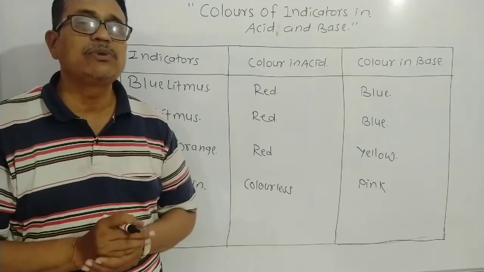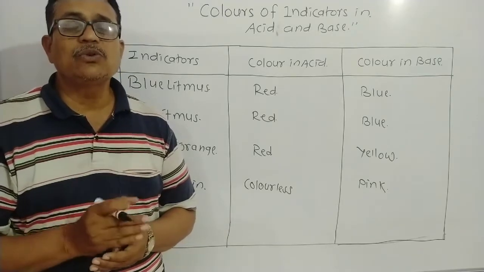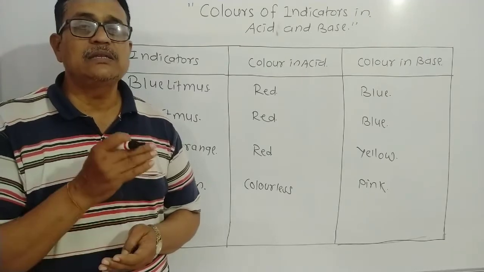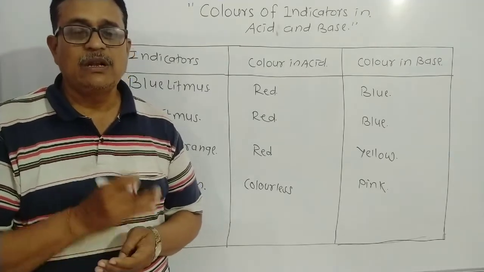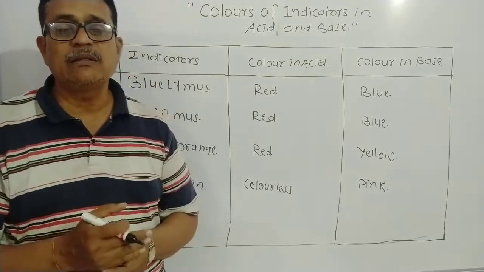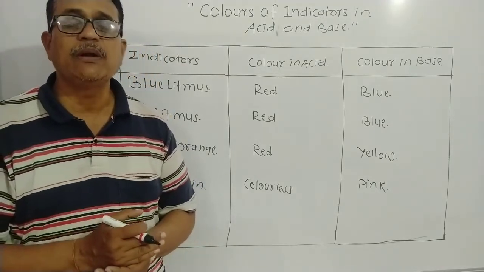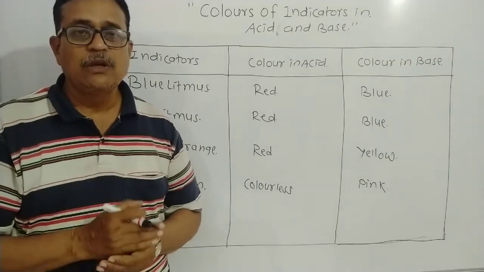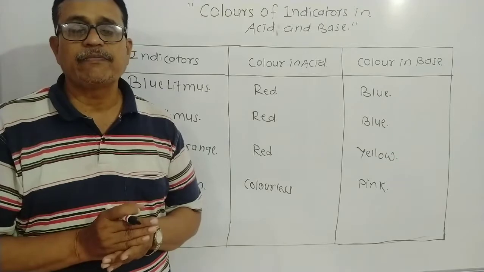We are familiar with litmus paper. Litmus paper is made from a plant called lichen. Lichen is a plant from which we prepare two types of litmus paper, that is blue litmus and red litmus. It is a very simple method.